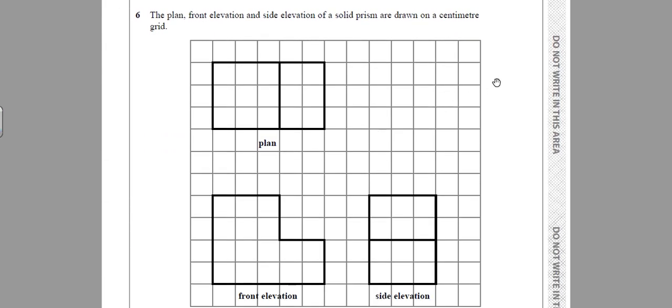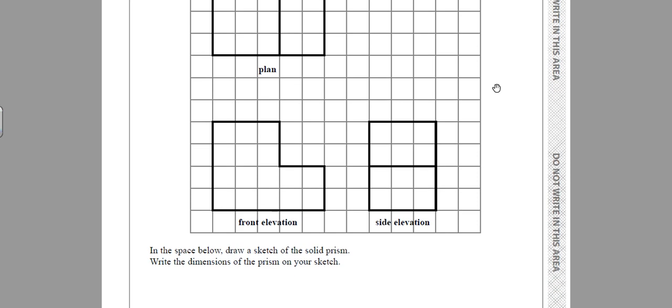Okay, so we've got a plan, a front elevation and a side elevation of a solid prism. Our plan is the bird's eye view, so that's looking straight down. Front elevation is as you're looking at it front on. Side elevation is just from the side.